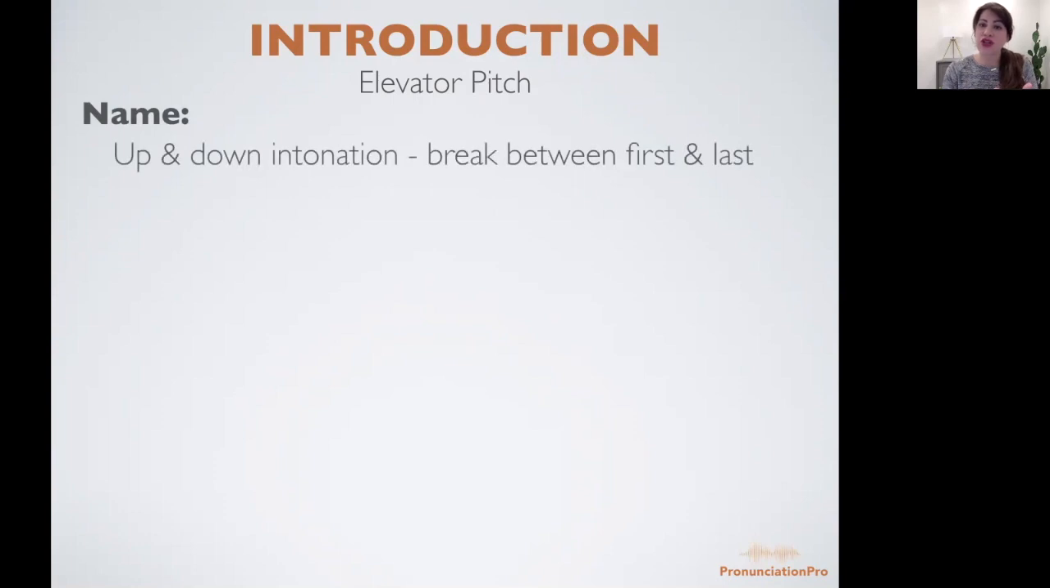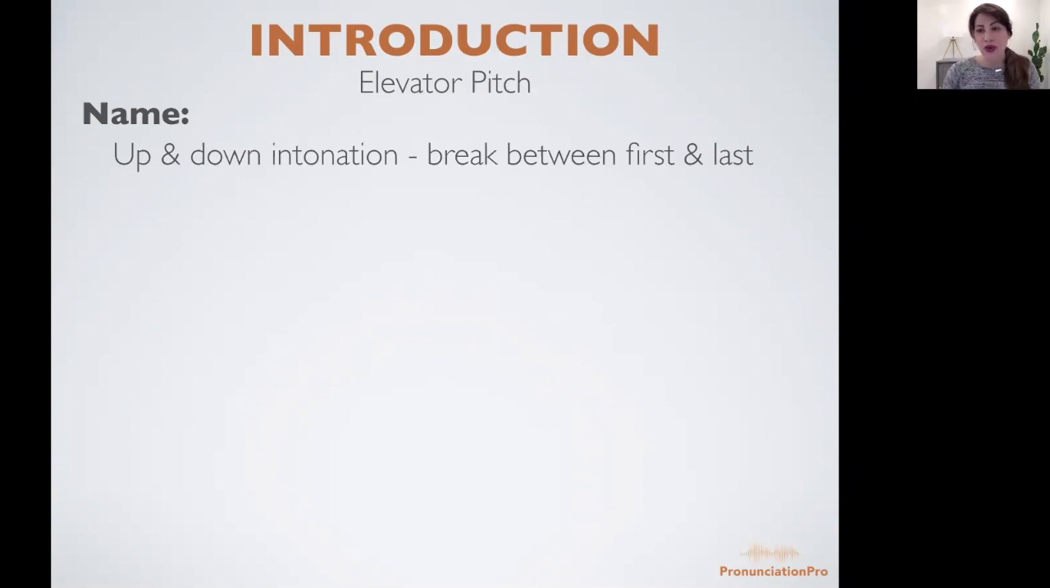Okay, first we want to obviously say our name. For non-native English speakers, here is a powerful strategy for you. I want you to say your first name on an up intonation, your last name on a downward intonation. We're going to break up the first and last name with a little bit of a pause in between. So we're going to say, my name is Annie Rudin, or insert your name. My name is Annie Rudin. My name is Annie Rudin. Did you notice that little bit of a break in between my first and my last name?